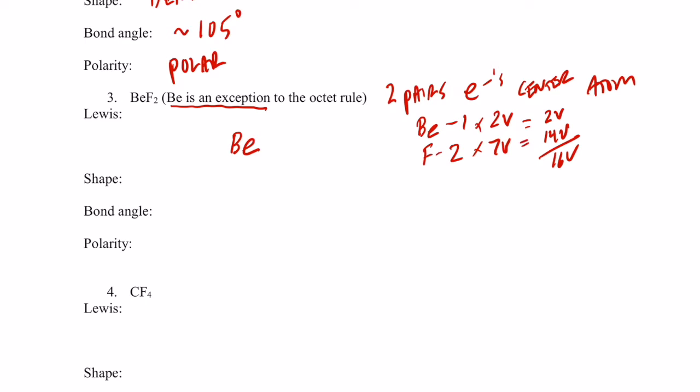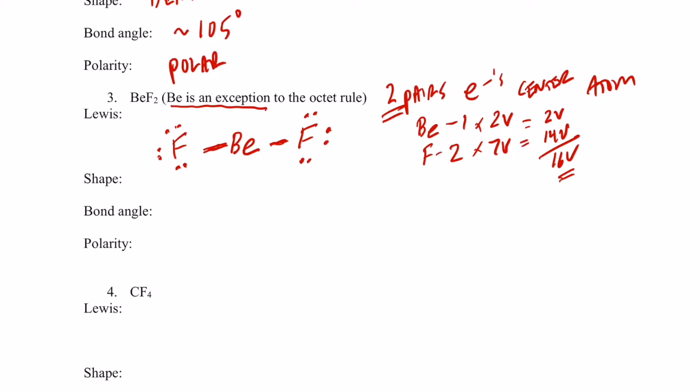Put beryllium in the middle, bond a fluorine to each side, and then we'll complete fluorine's octet. Remember, beryllium, we said, disobeys the octet rule. It's satisfied with just 2 pairs around it, which is what we have. So how many total electrons are we using? 2, 4, 6, 8, 10, 12, 14, 16. Good. 16 is what we're allowed.